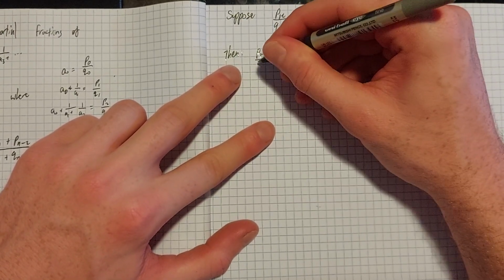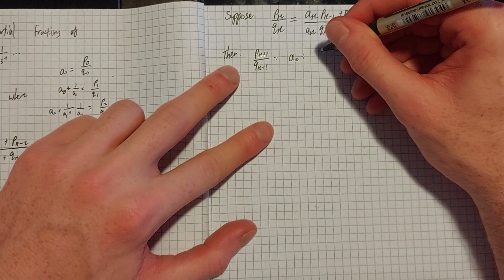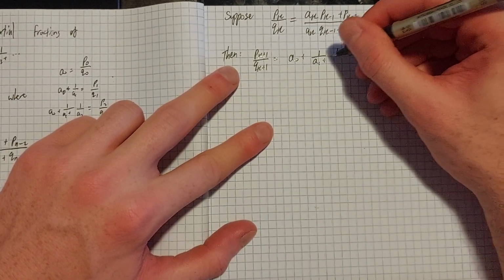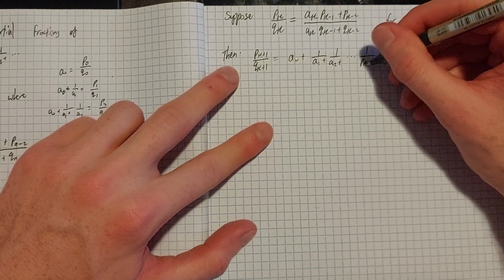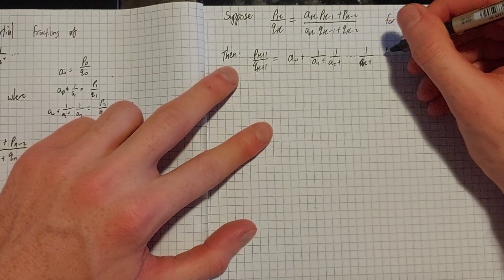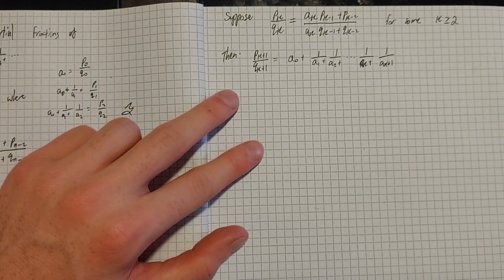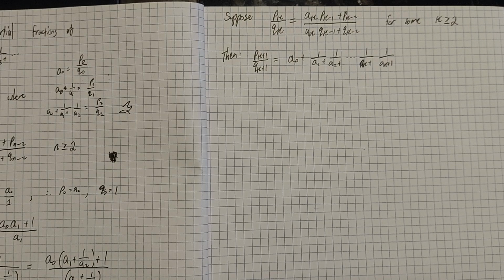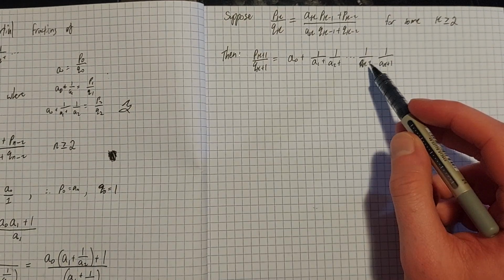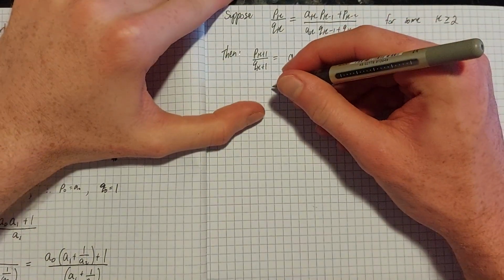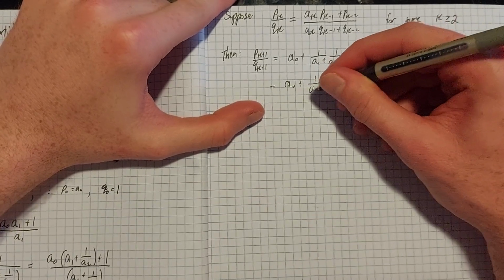Then p(k+1) over q(k+1) is equal to a0 plus 1 over a1 plus 1 over a2 plus dot dot dot 1 over ak plus 1 over a(k+1). That's how we define our partial fractions. Well, I know what all of this is. So actually, if I want, what I can do is I can say, well, actually, this is equal to this partial fraction.